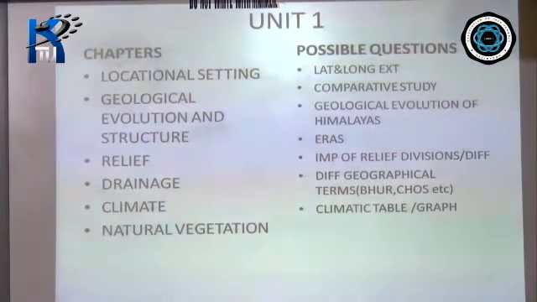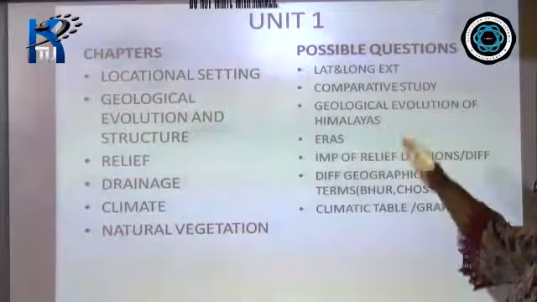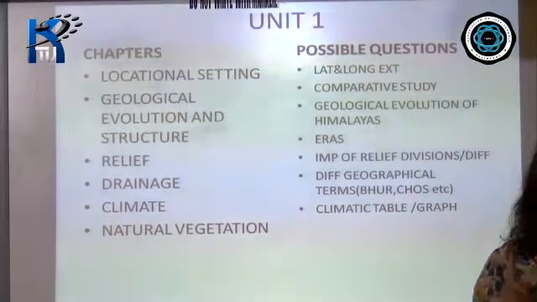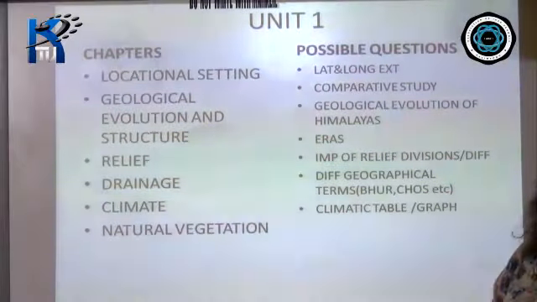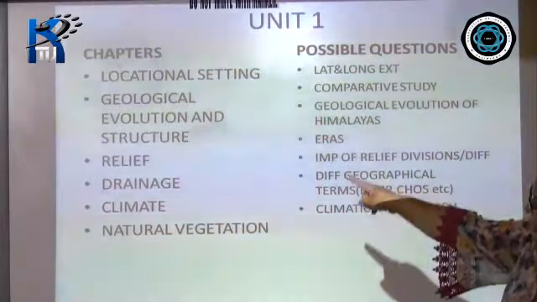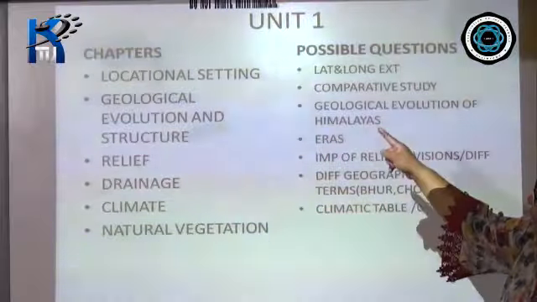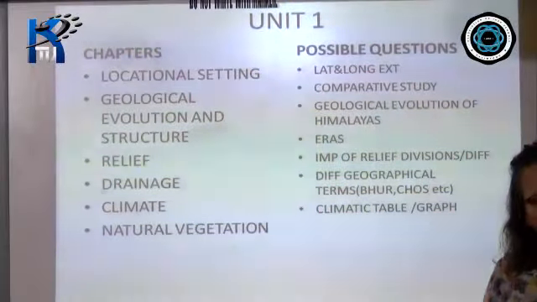Now let me start with the first unit, that is unit 1. Under unit 1 you have around 6 chapters: locational setting, geological evolution and structure, the relief division of India, the drainage pattern, climate and natural vegetation. From these 6 chapters you'll get 1 set of questions. So if you want to choose unit 1, you have to study all the 6 chapters, and from them you will get 1 set of questions.